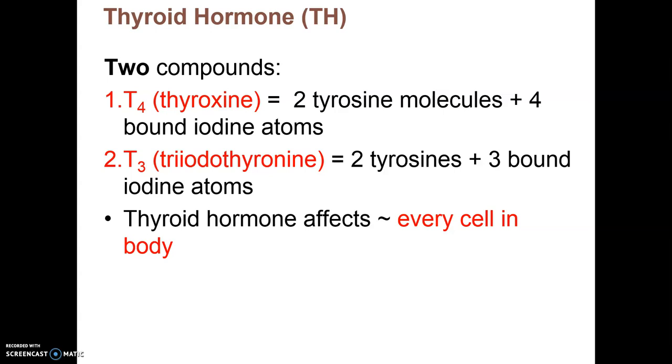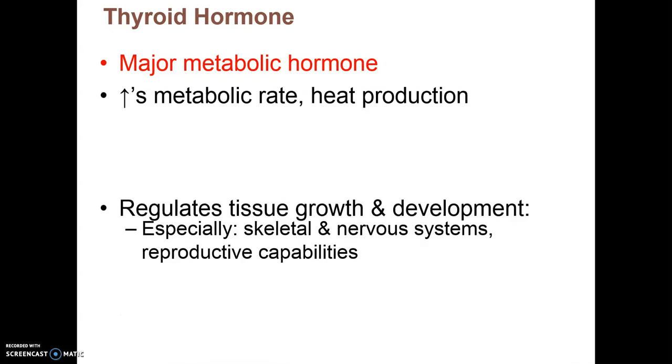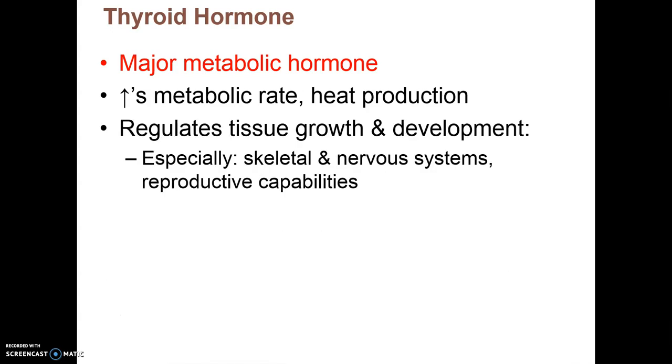Thyroid hormone actually affects every cell in the body. About every cell in the body is a target cell for thyroid hormone, same as growth hormone. Thyroid hormone is considered the major metabolic hormone. Why? Because it increases our metabolic rate, meaning how food is broken down to provide us energy, and how heat is produced from the food we eat. All those reactions are in metabolism.